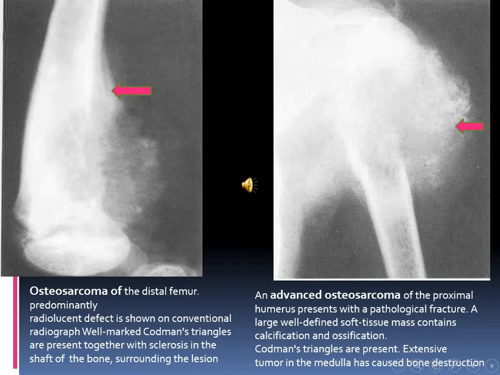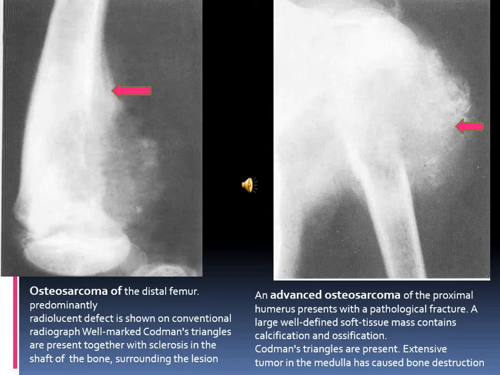Now we will go on to multiple pathologies, and we will take first of all an example for the malignant or aggressive bone tumor, which is called osteosarcoma. Osteosarcoma is usually seen in the metaphysis of the long bones.